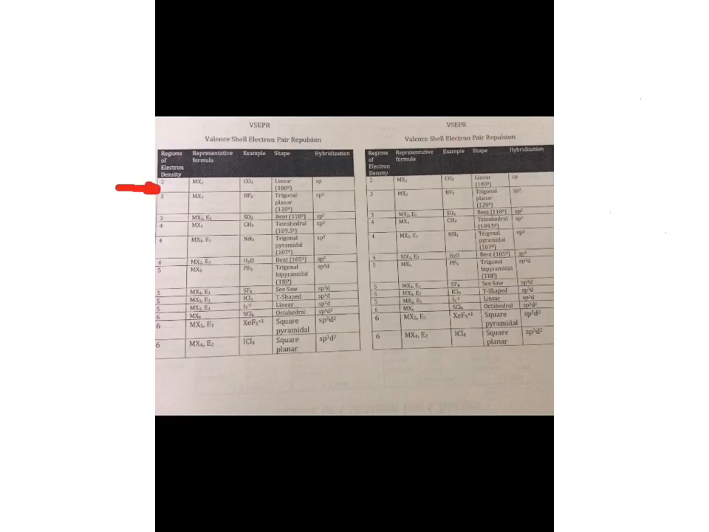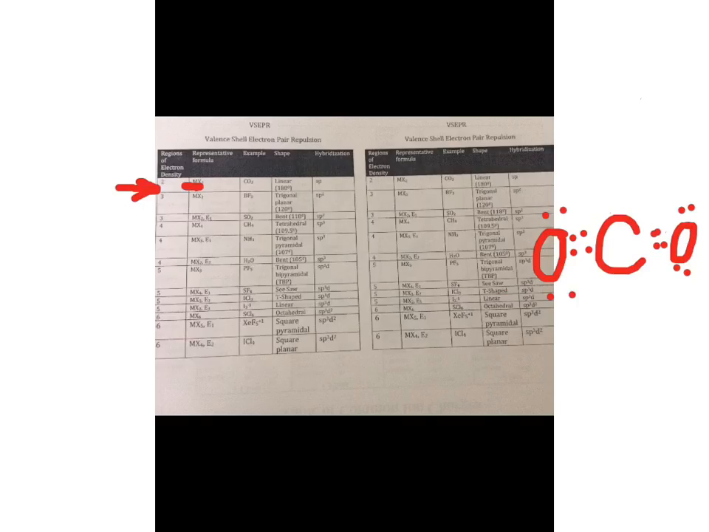But basically, to help you, this is my way of looking at it. You can also look at it this way. So, if you look at this first one, you have MX2, right? So what does that mean? This isn't the Lewis structure since we already did it.